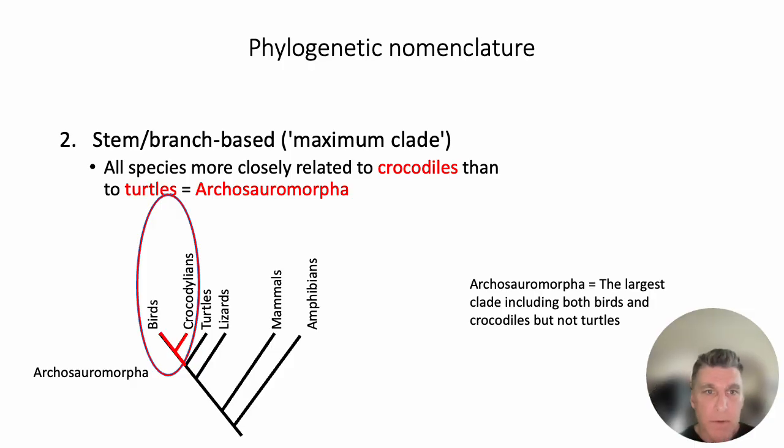Another way to say that, when we think of it in terms of maximum clade, is Archosauromorpha as the largest clade, including both birds and crocodiles, but not turtles. Again, if you can see how the grouping identified there is identical to the grouping that is identified by the stem-based form, then it's a positive sign.